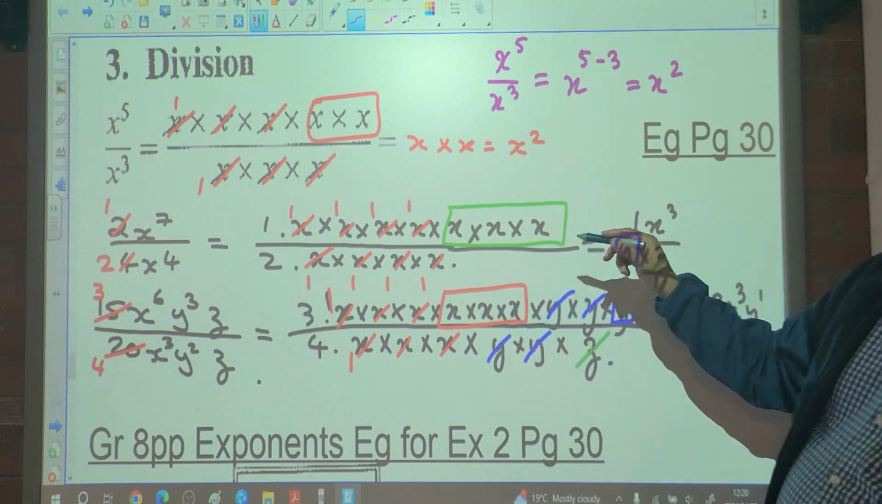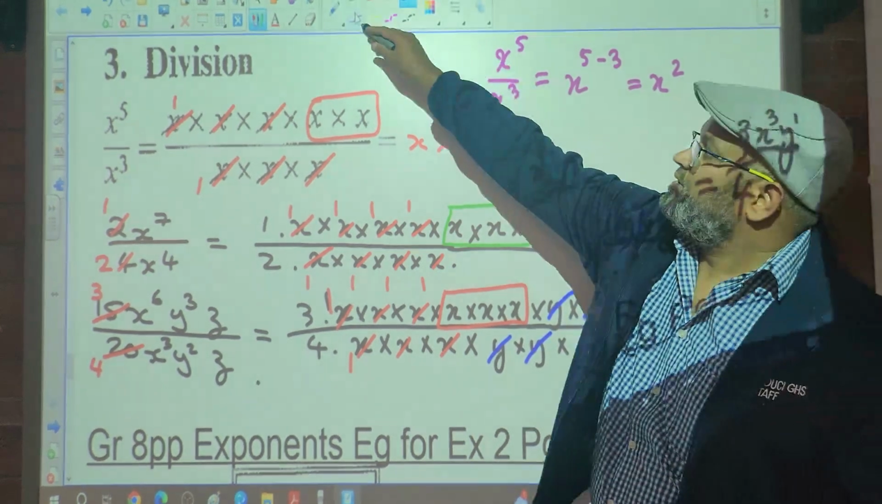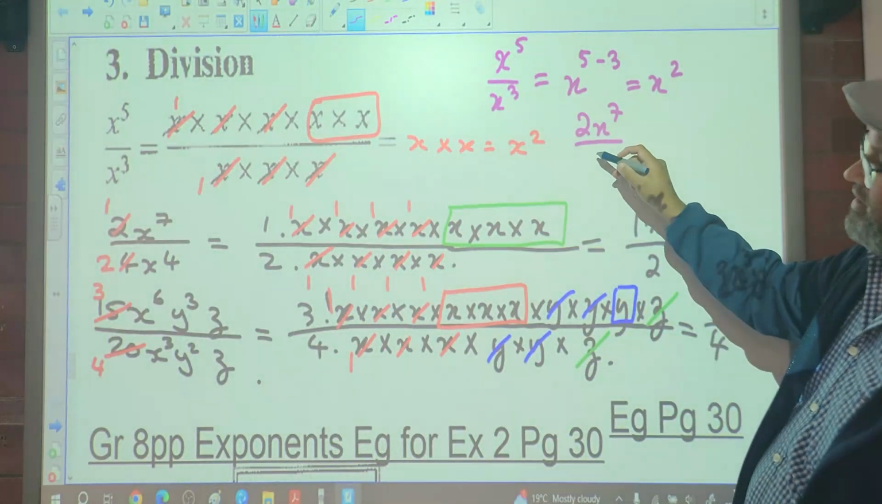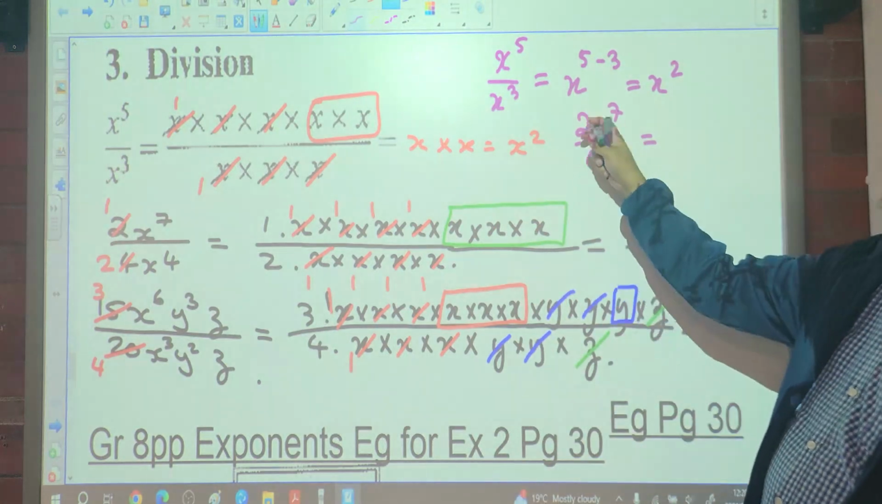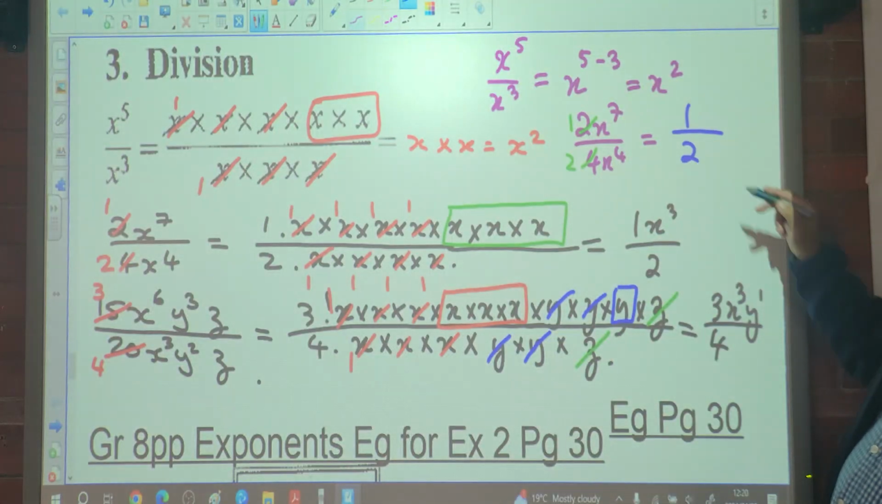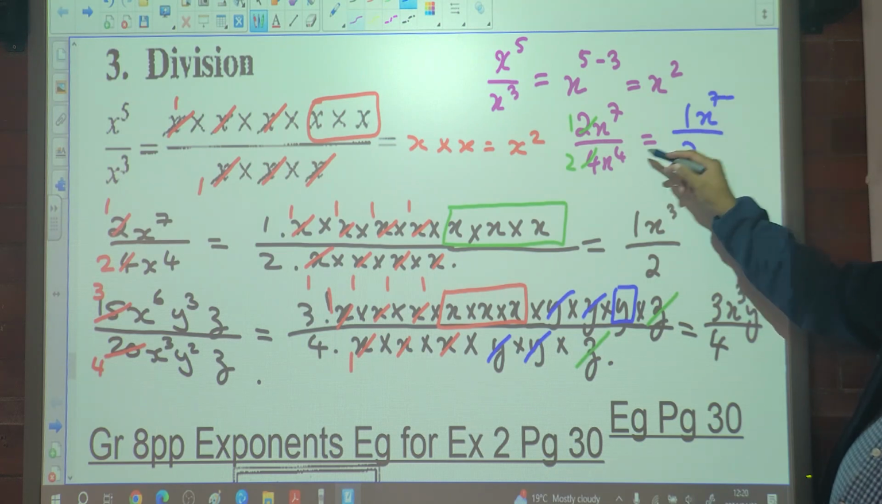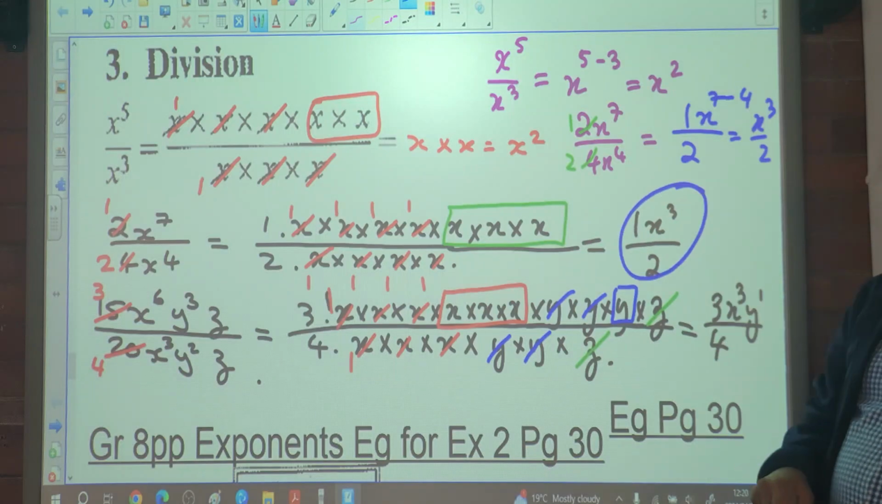Let's look at the next one. What if we had 2x to the exponent 7 over 4x to the 4? Of course, 2 goes into 2 once, 2 goes into 4 twice. So it's going to be half x to the 7 minus 4. What's 7 minus 4? So it will be x cubed over 2, which is the same as that. You all agree with that?